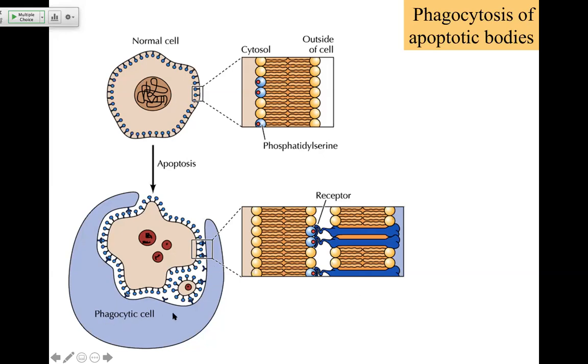The surrounding cell, the neighboring cell, will wrap around and then take that cell in, pass it on to a lysosome, which will then, in a regulated manner, degrade it. And this phagocytic cell can then utilize those components to synthesize its own requirements. All right, yes, that's flippase, correct.